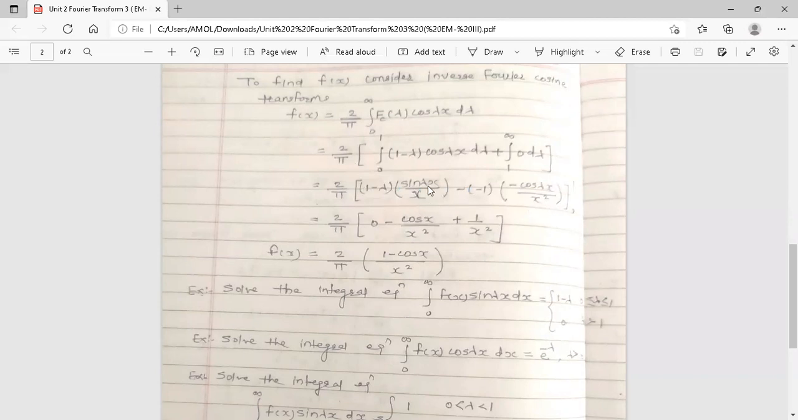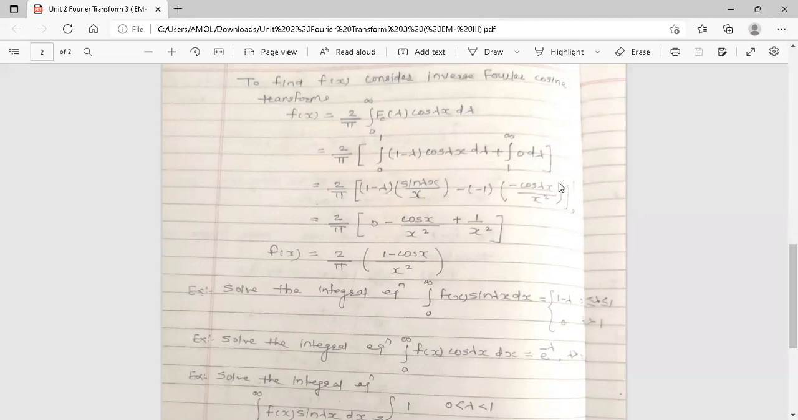v2 means integration of v1. v1 is sin lambda x upon x. x is constant, so 1 by x is as it is. Sin lambda x integration is minus cos lambda x upon x. Already x is there, so x into x, x square. So this is the integration of v1, u into v1 minus u dash v2. Next term, u double dash means derivative of this minus 1. Derivative of minus 1 is 0, so no need to write it. All the next terms are zeros, so stop here, and the limits 0 to 1.